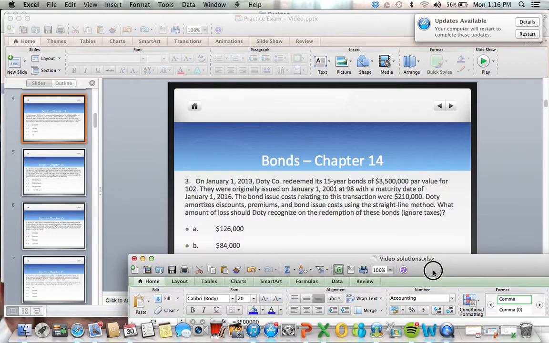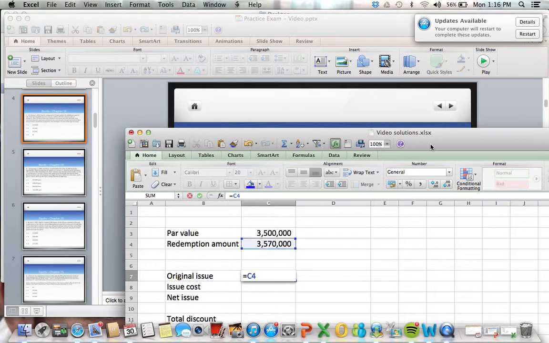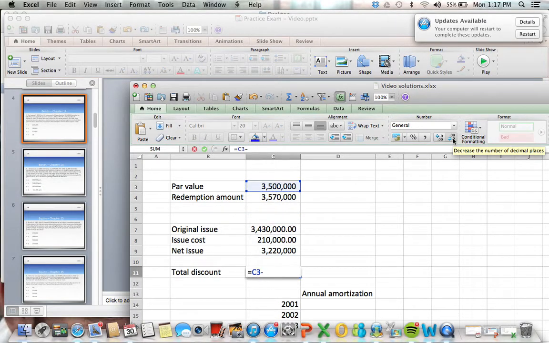Now, the original issue was at 98. So the issue occurred at 0.98. We have that. They're saying there was an issue cost of 210,000. So the net issue is going to be the actual issue minus the cost. So we actually ended up cash-wise getting only 3,220,000. So the total discount on this thing from par ends up being 280,000.